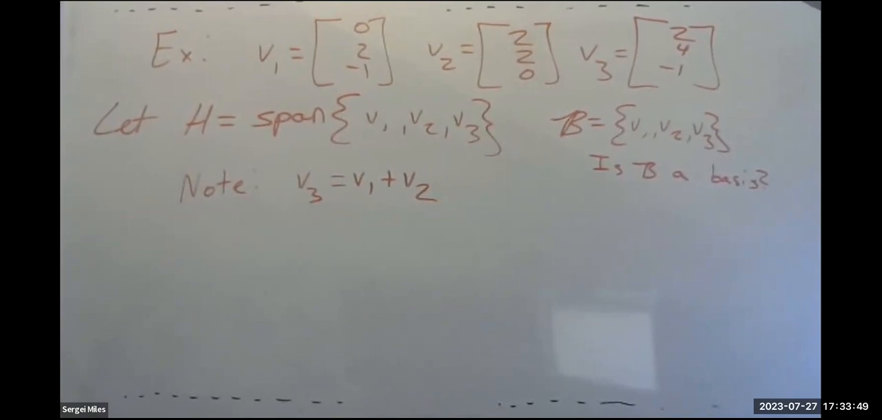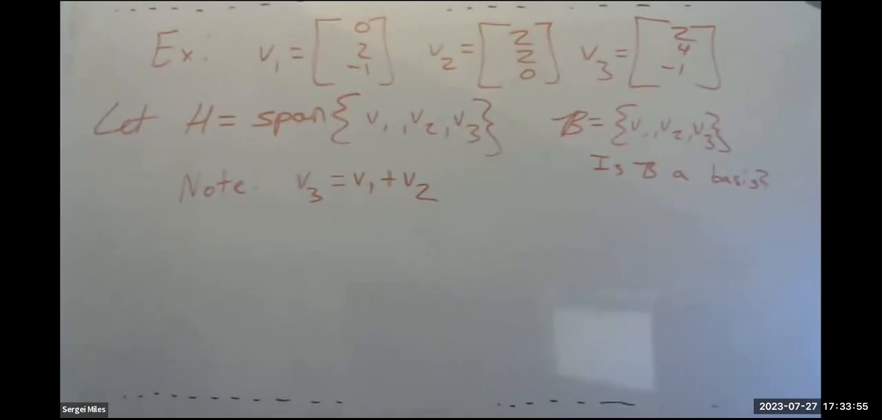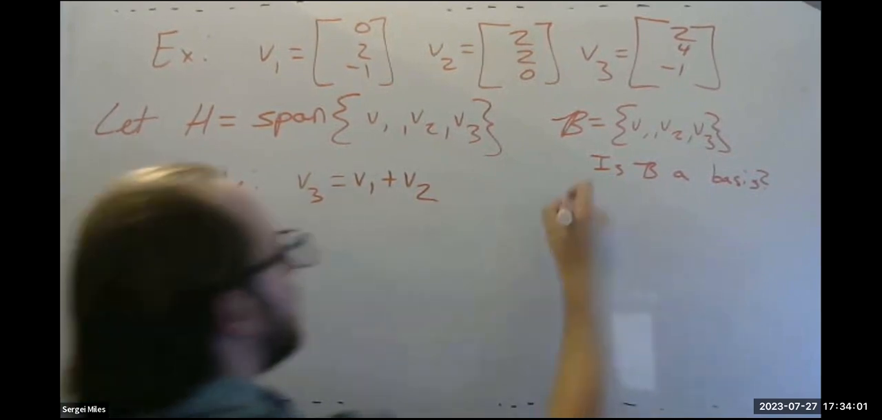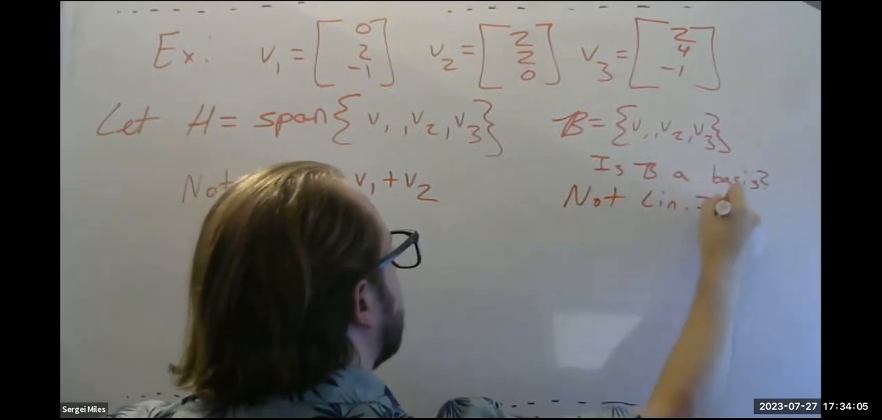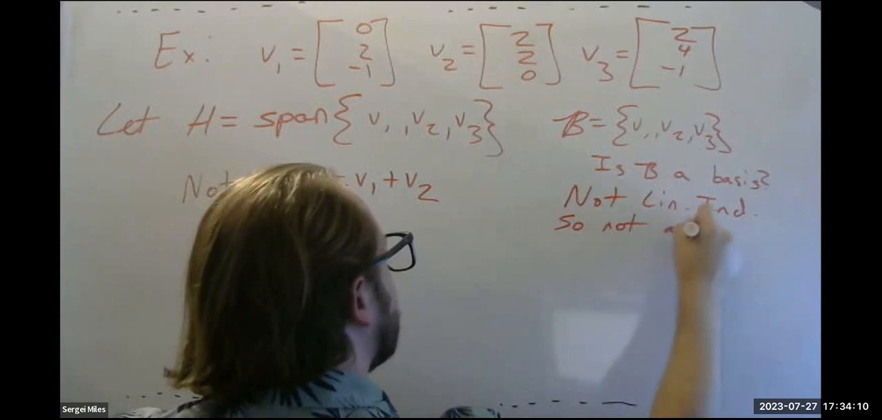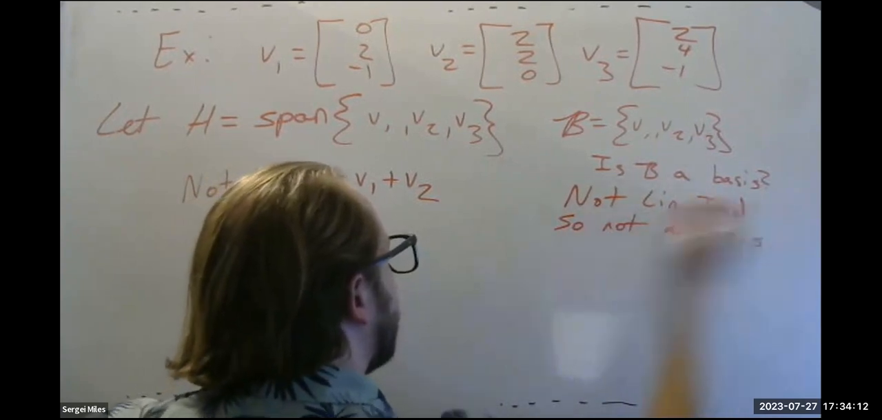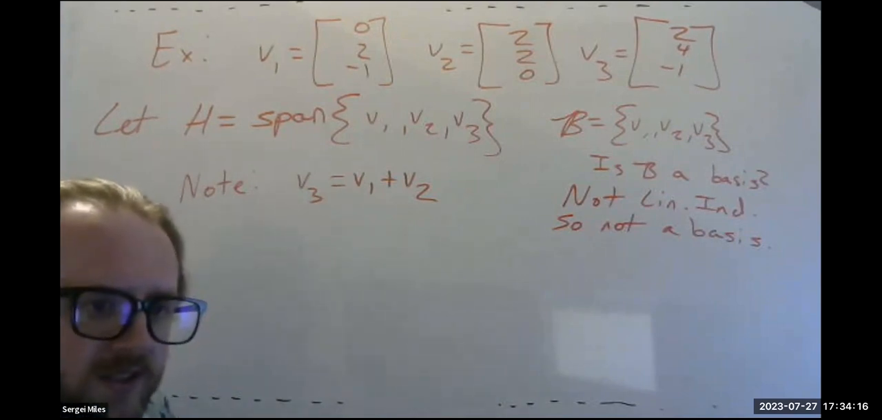Well, if that's the case, is V3 linearly independent? No, it's not an independent direction because it's a combination of V1 and V2. So this is not linearly independent, so not a basis.